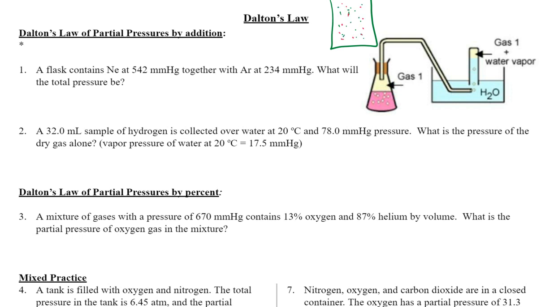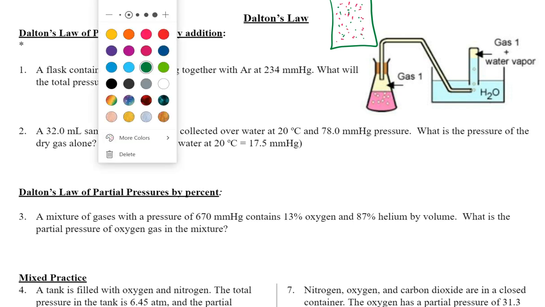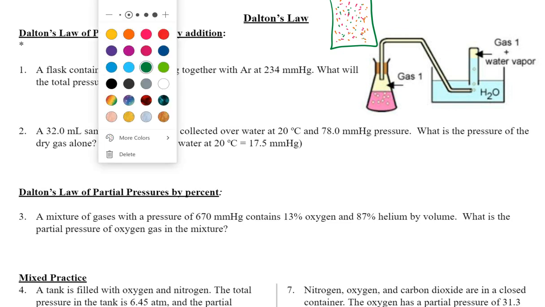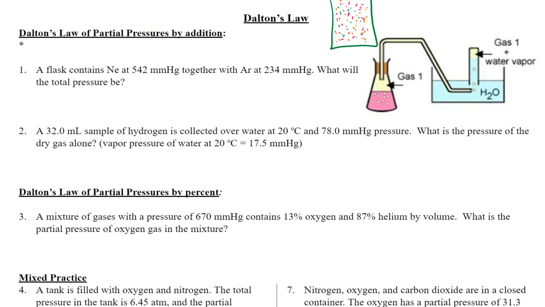But if I put a bunch of different gases in there, each gas applies a different amount of pressure. And so Dalton's law allows us to calculate how much pressure each different gas is putting on the container altogether. Because all of the gases are different, the pressures that they put on the container are different.